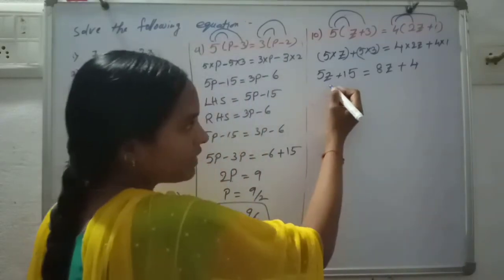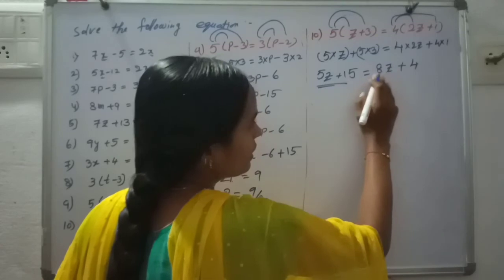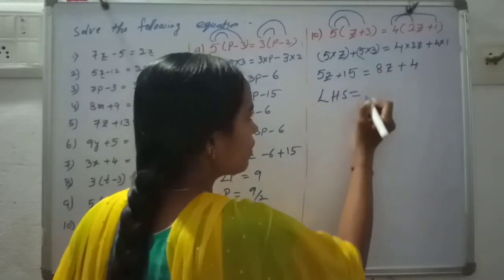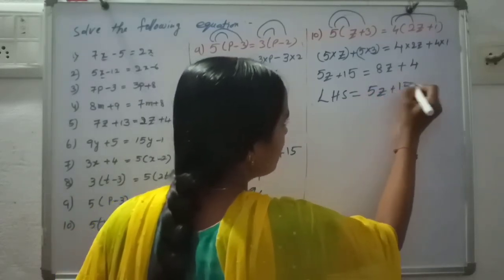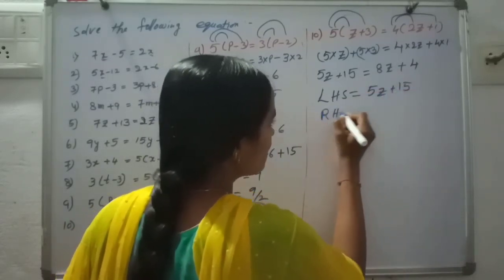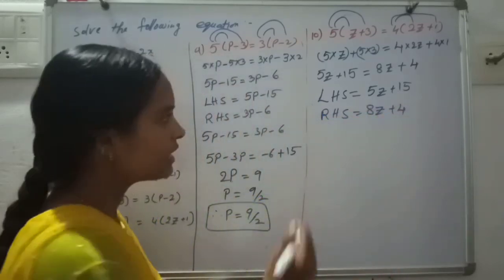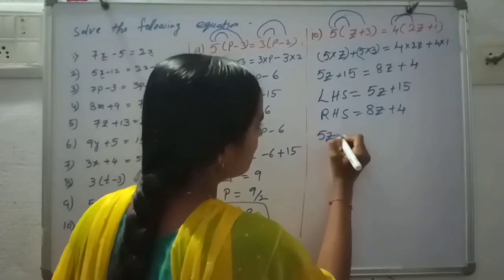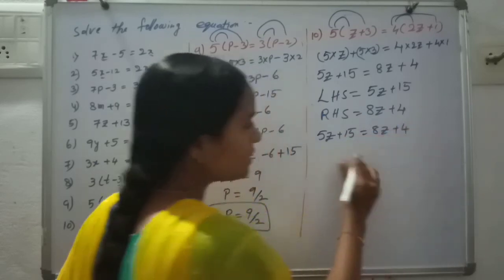Now let's find the LHS and the RHS. The LHS value is 5z plus 15, and the RHS value is 8z plus 4. Now the given simple equation is 5z plus 15 equal to 8z plus 4.